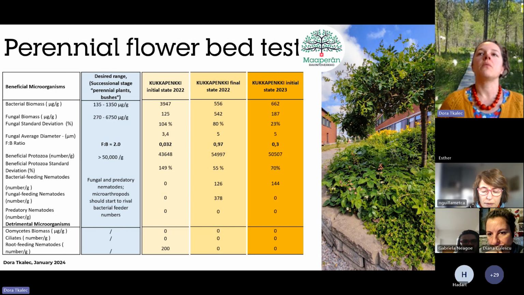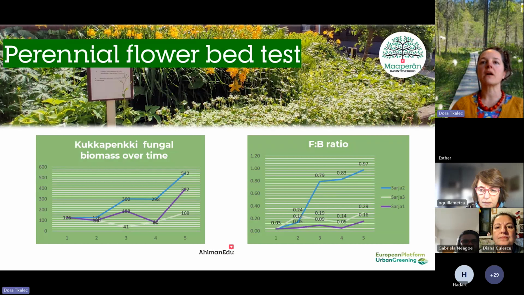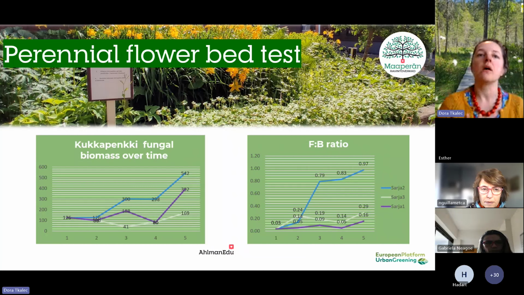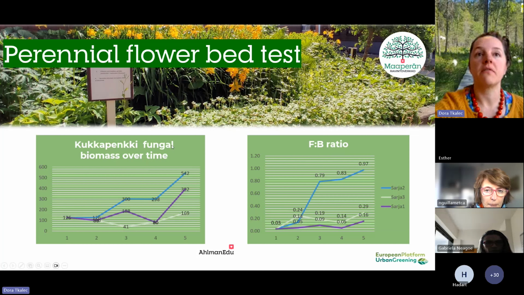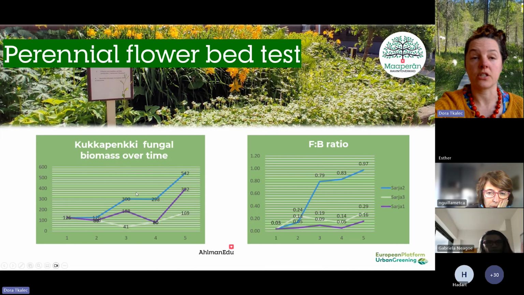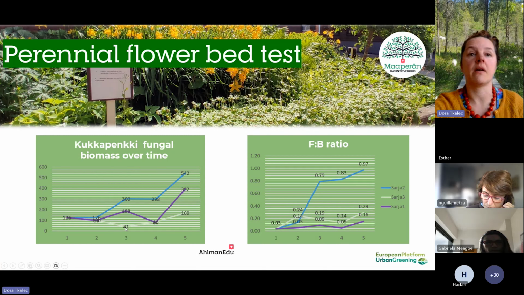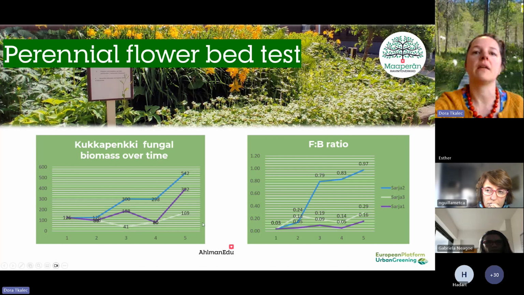But when I was comparing the results from the trial plot with what was happening in the control plot, the conventionally managed plot, when we look at the fungal biomass, we can see that this very pale line here represents the conventionally managed plot. When we applied mineral fertilizers, the fungal numbers were actually sliding down for the first 3 assessments, microbiological assessments, and then it started to kind of climb up. But this is the trial plot fungal biomass, which climbed significantly.